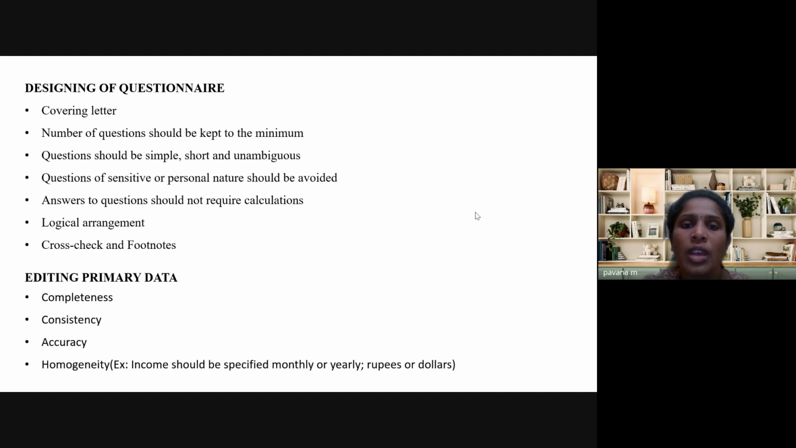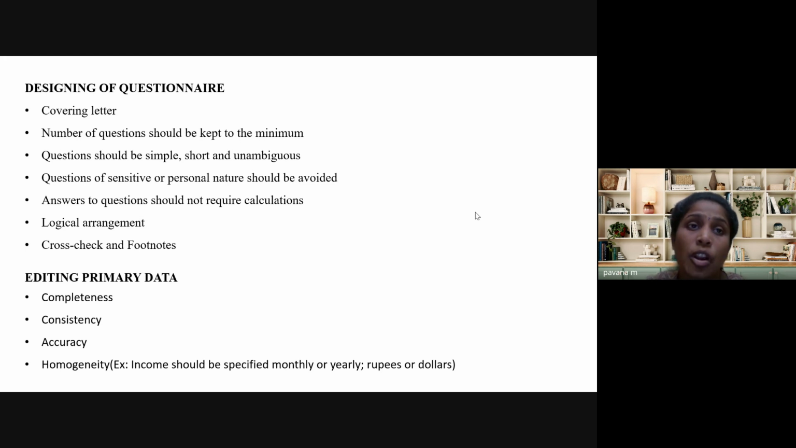And unambiguous means the question can't confuse the person about how to take it. Suppose you ask the person, are you literate? The meaning of literacy sometimes tells you whether you are a graduate or not, since graduates are also called literates. So by asking, are you literate, maybe you are asking, are you a graduate, or are you an educated person or not.